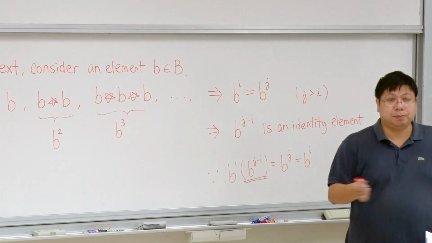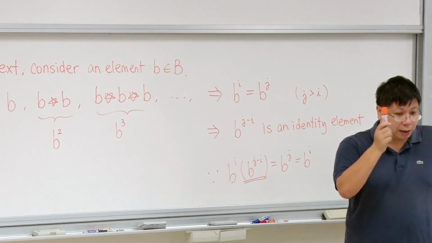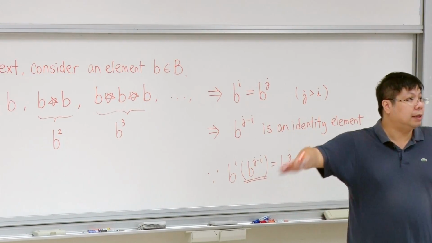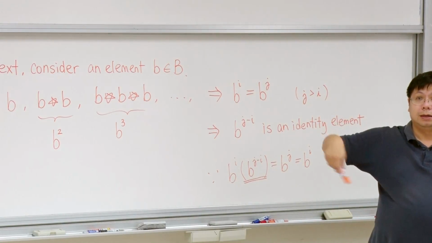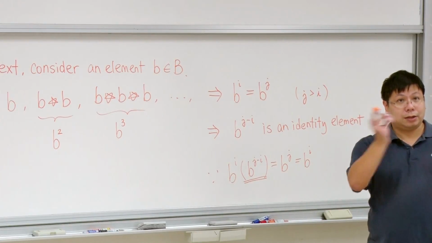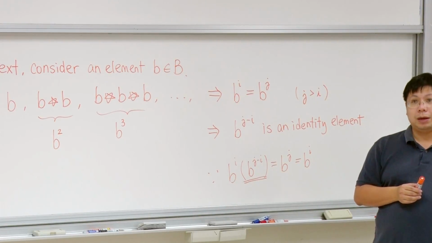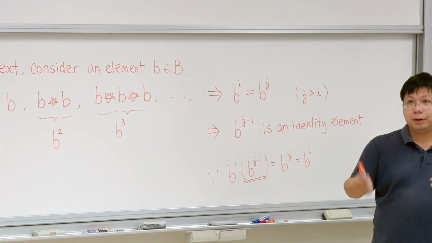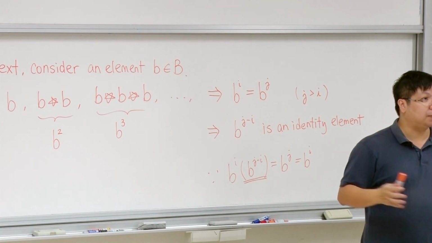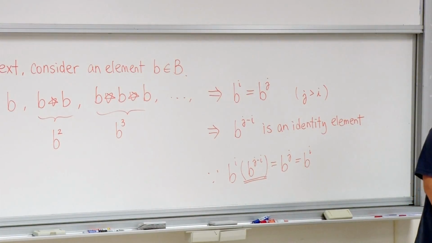Because we have assumed that B, the star operator, is closed, you can have b, b squared, b cubed, b to the fourth. All these items must be in big B. Big B and star is closed on big B. So you can start from small b, you get b squared, b cubed, b4, b5, b6, all the items must be in the big B. So in particular, the identity is also in the big B.